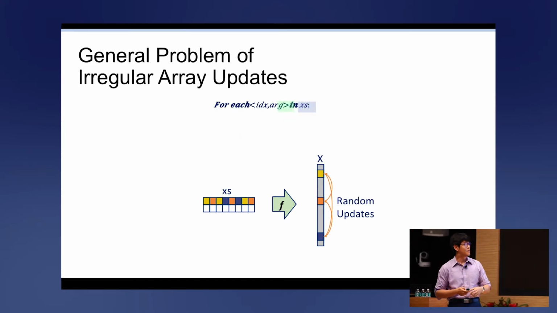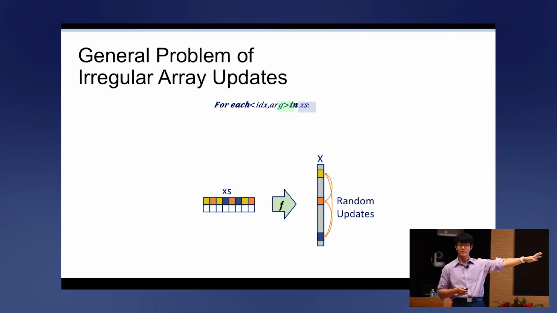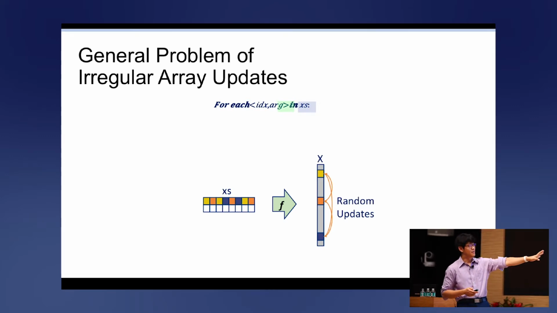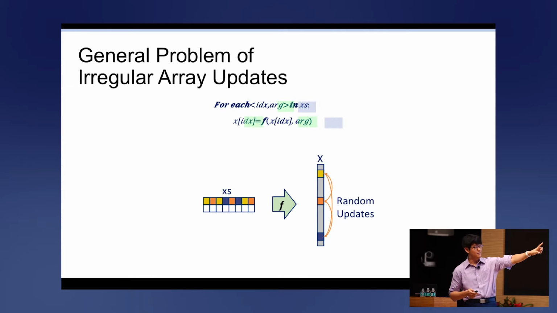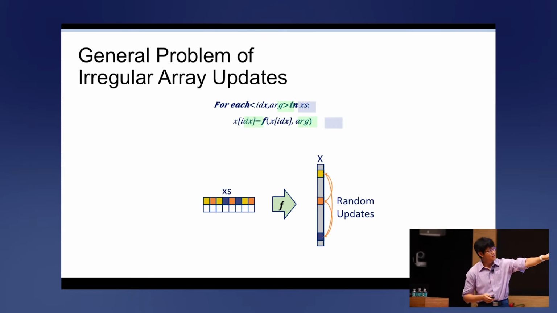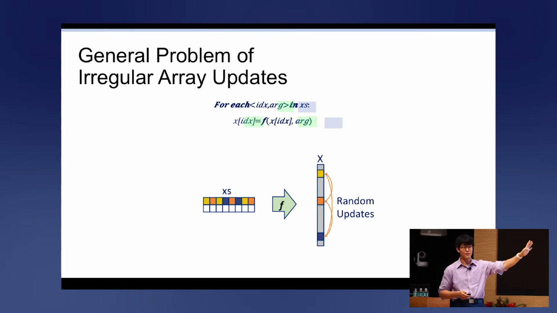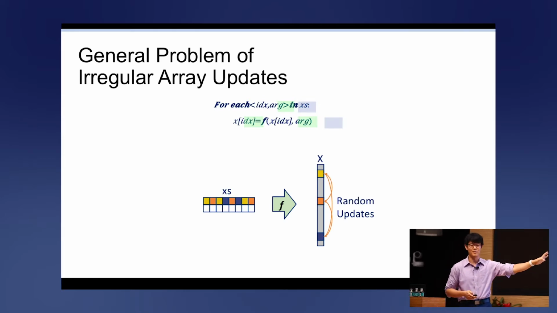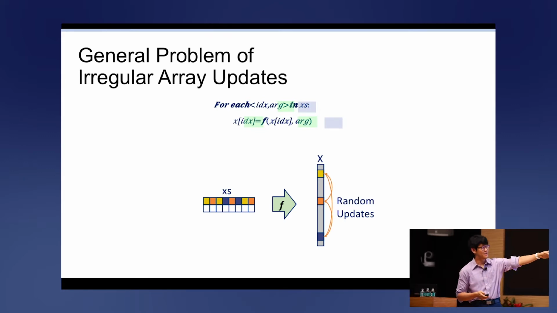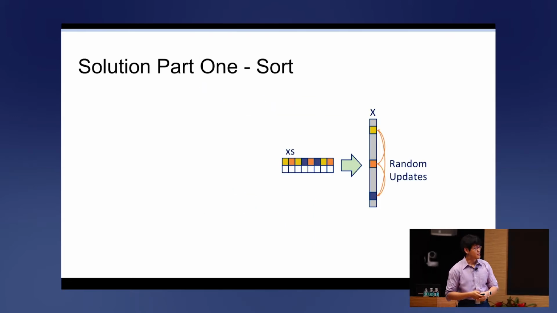Formulaically, it looks like this. For each index and argument in the update stream, you update the value in X under that index by applying the user-defined function F between the original value in X under IDX and the new argument that came in. And I promise this is the only mathematical formula that I have. So you get random updates because the key distribution in the update stream is random, and it will kill your performance.